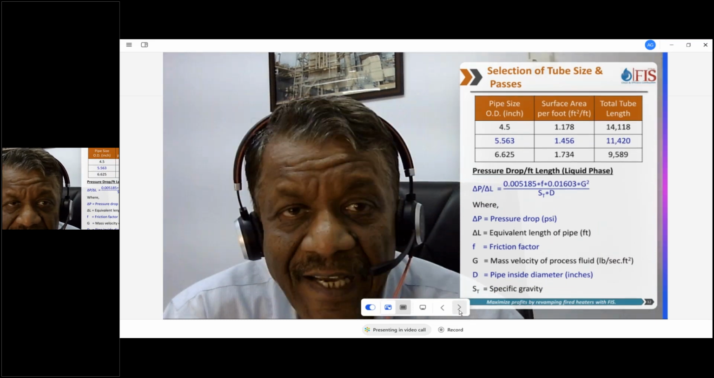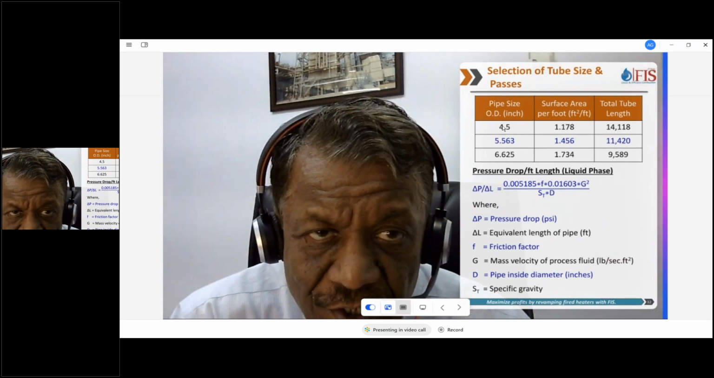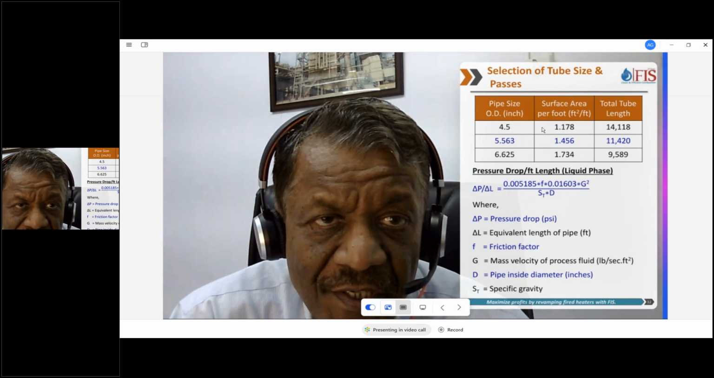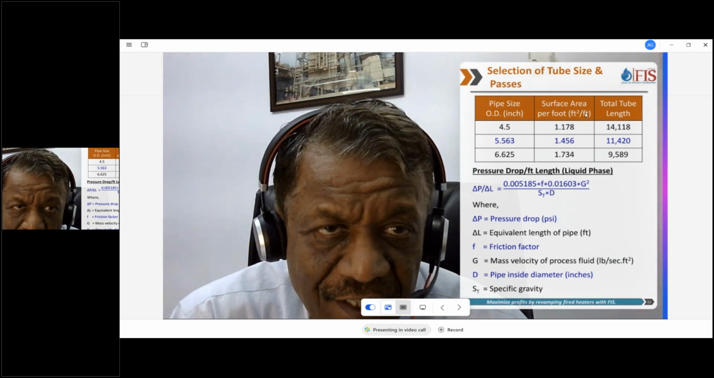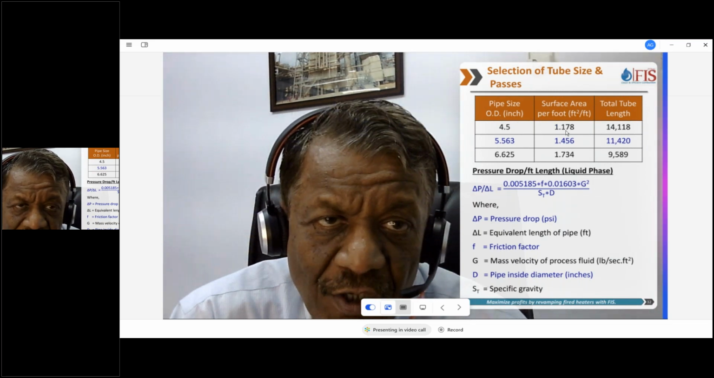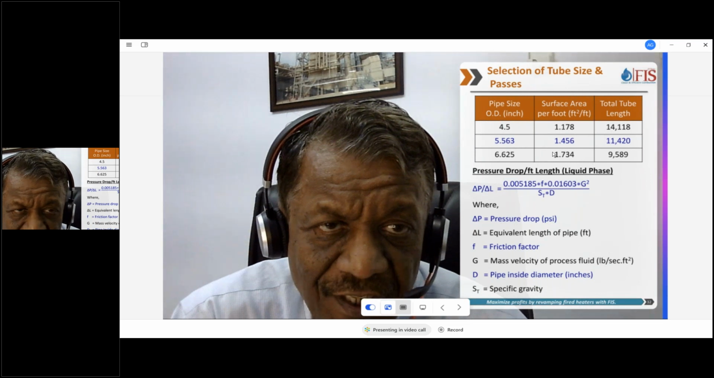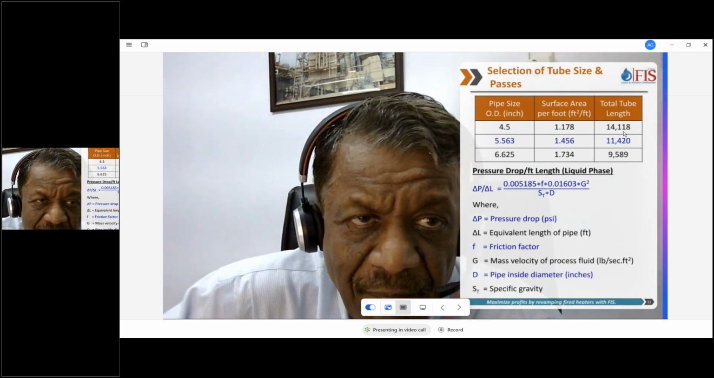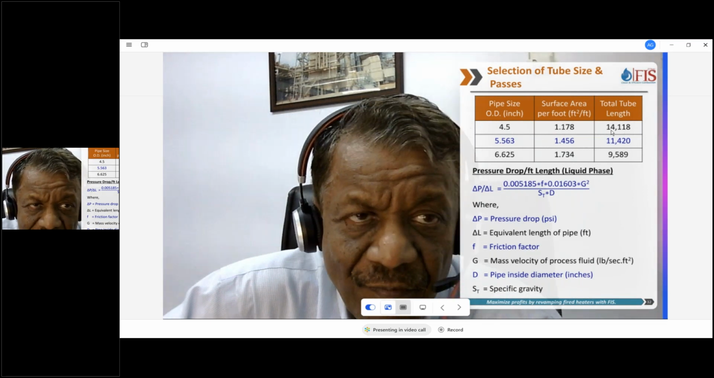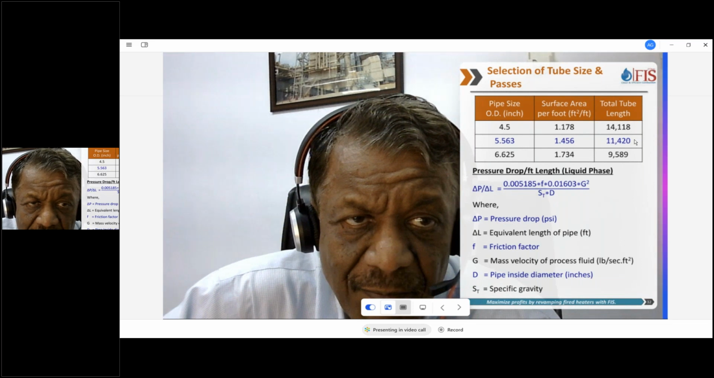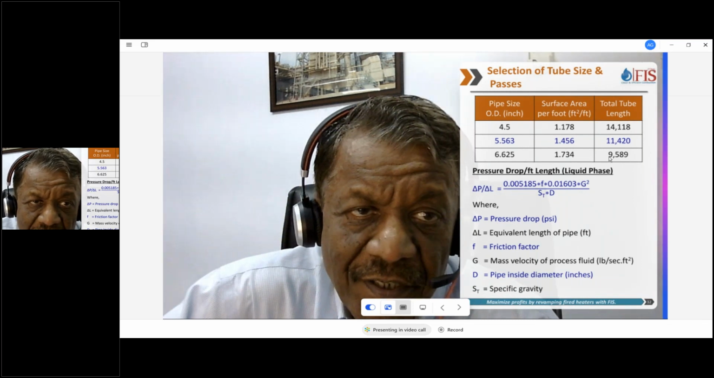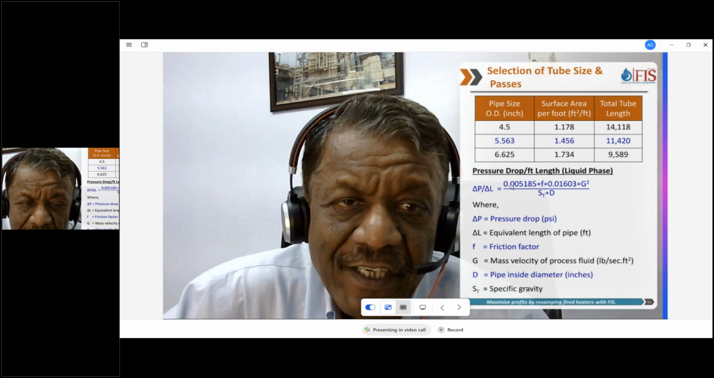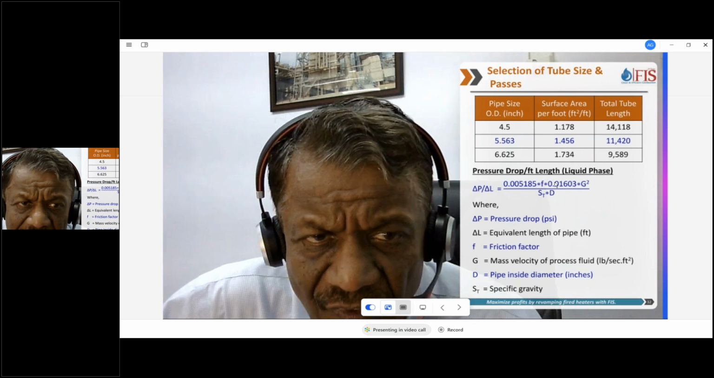I have selected 3 pipe sizes: 4-inch, 5-inch, and 6-inch. These are the ODs. This is how much surface they have per linear foot: 1.178, 1.456, 1.734. So if I provide 4-inch pipe, I will be providing 14,000 total tube length. A 5-inch pipe will be 11,000. 6-inch pipe is 9,589.